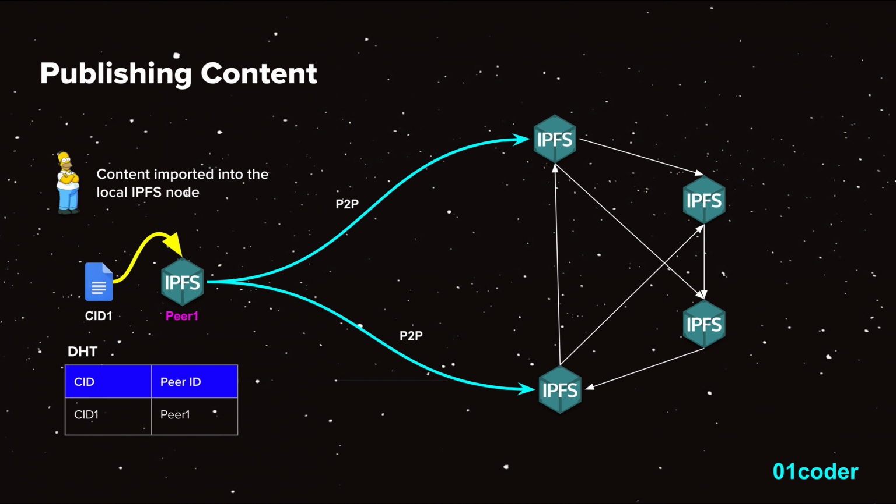Simpson runs an IPFS node with ID peer 1. He is going to import a file to his local IPFS node. In a successful operation, a content ID, CID1, is produced. At the same time, the local node publishes a new DHT entry with a pair of CID1 and peer 1. It tells the truth that peer 1 is the provider of CID1. This is the process of IPFS content publishing.